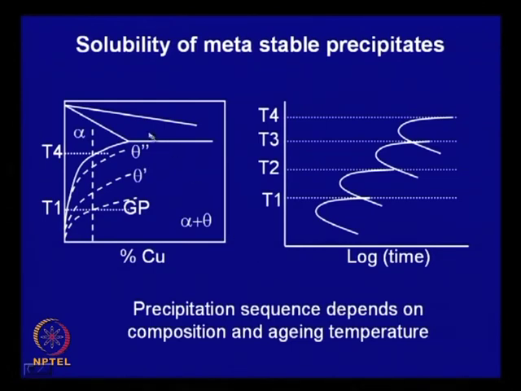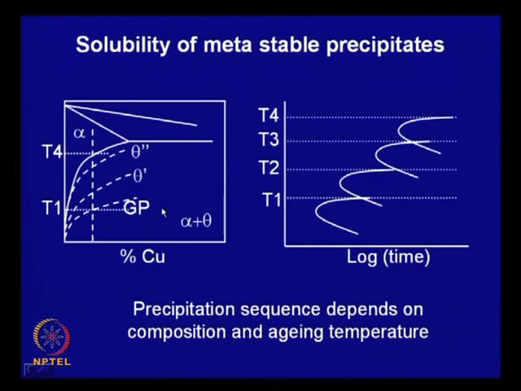Now, this is the diagram we just talked about. This is the solubility of the metastable precipitate. This is the solvus curve for the stable precipitate, theta. This is the solvus curve for theta double prime. This is the solvus curve for theta prime, and this is the GP zone. And let us say we age this, how will the process of precipitation take place?